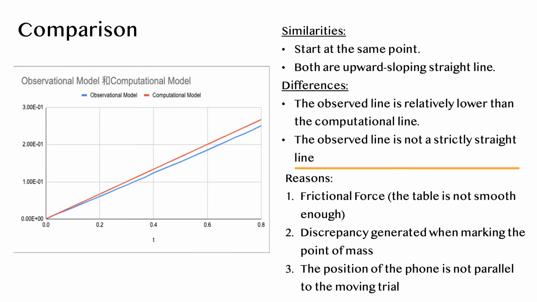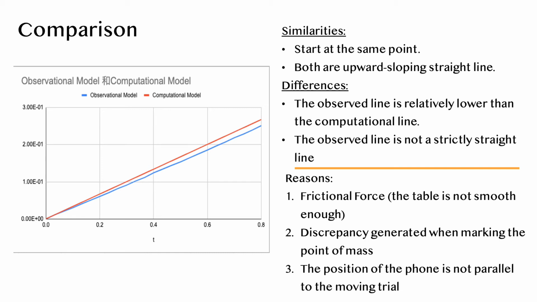And then I make a comparison between the observational model and the computational model. There are similarities. First, they start at the same point and both are upward sloping straight lines. But there are obviously some differences. The observed line is relatively lower than the computational line, and the observed line is not a strictly straight line. The reason for this is, first, the frictional force still exists because the table is not smooth enough, which will prevent the ball from moving forward, and the line will be relatively lower.